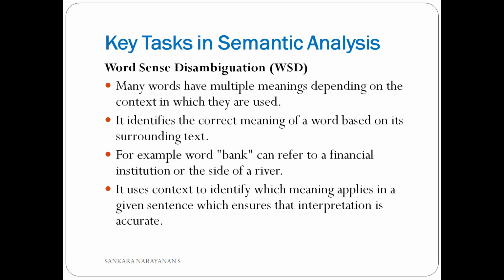Another key task in semantic analysis is word sense disambiguation. Many words have multiple meanings depending on the context in which they are used. It identifies the correct meaning of a word based on its surrounding text. For example, we have the word bank. There are two meanings of bank. One is it may refer to the financial institution, or it refers to the side of the river.